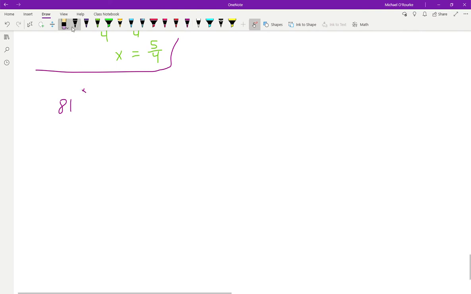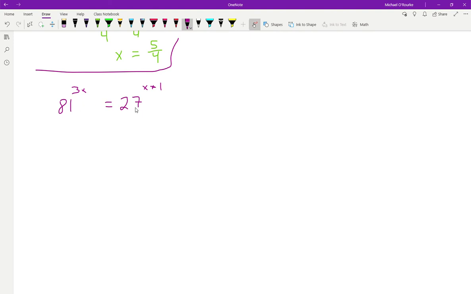Let's erase that. Equals 27. I want to put something up there. Let's not put anything up there yet. Oh yes, let's. X plus 1. Make it nice and easy.